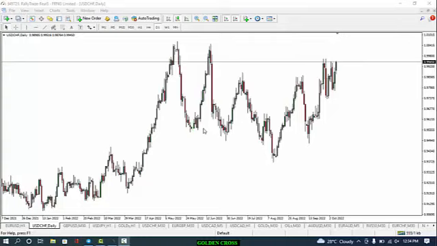So this strategy, as I said earlier, is a trend identifier. It helps us to understand the direction of the market. And what we'll be looking at today is the golden cross. So what is the golden cross?